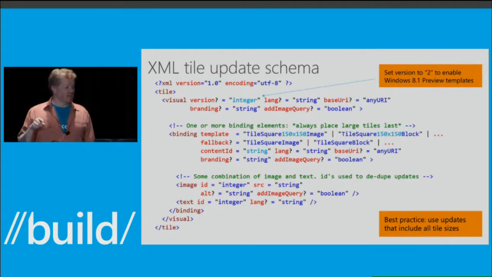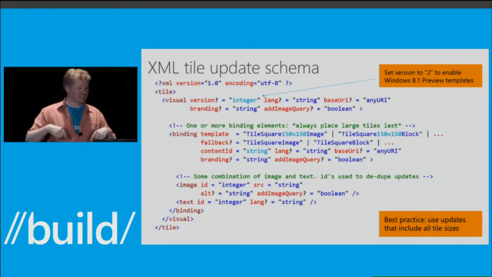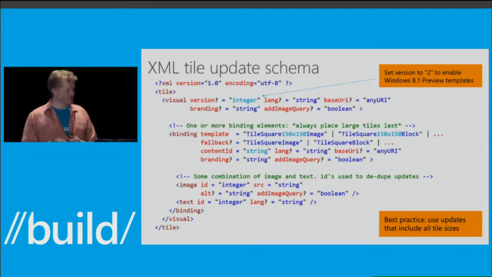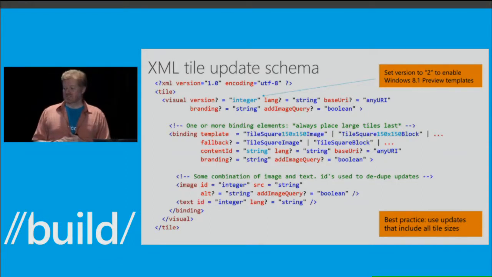Then this fallback attribute, which you can have, which is optional, that's where you can specify a Windows 8 tile template. And what this allows you to do with a version 2 visual is have the same update work for both Windows 8 clients and Windows 8.1 clients, with one caveat: make sure that any large tile update is the last in the list. Otherwise, Windows 8 will get a little bit confused by it. So make sure you do that.